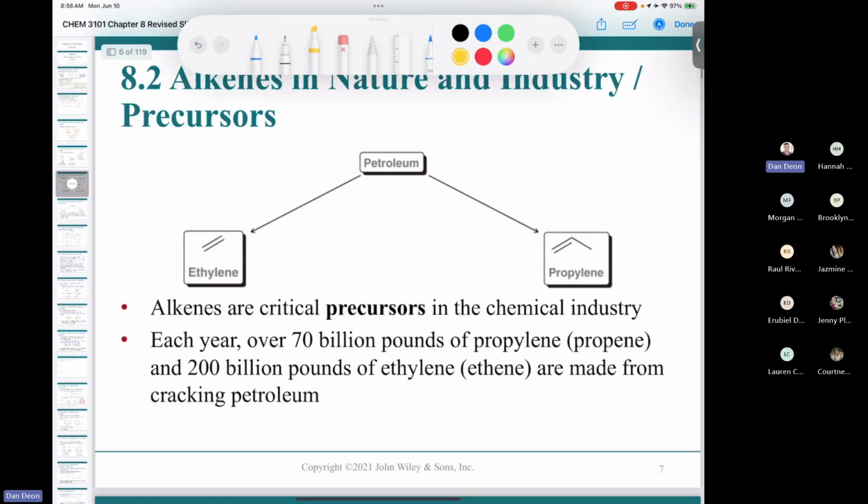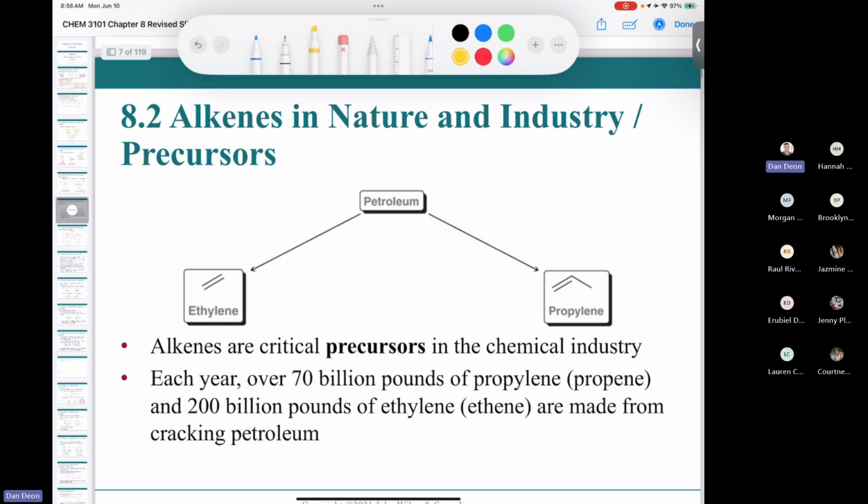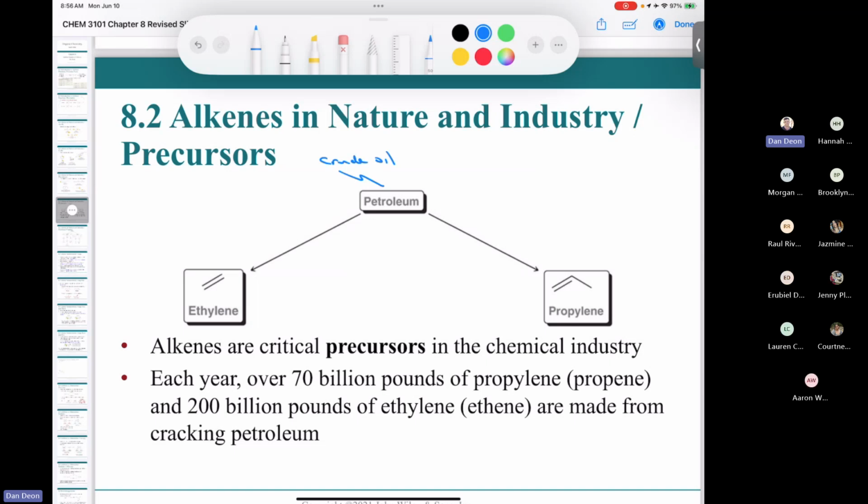Also industry, okay? You guys have all watched enough of the news, I'm sure, to hear about the price of crude oil, right? So you know all about petroleum and crude oil. And what are some of the compounds that we can isolate from petroleum? Would be ethylene and propylene. And you might think, well, these compounds look pretty boring to me. They're pretty small. It's true. However, it says here 70 billion pounds of propylene and 200 billion pounds of ethylene are made from cracking petroleum.